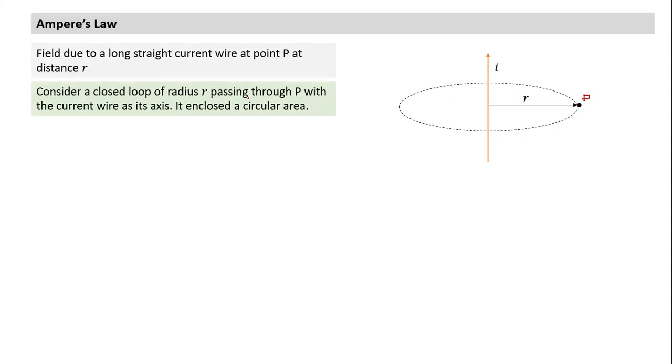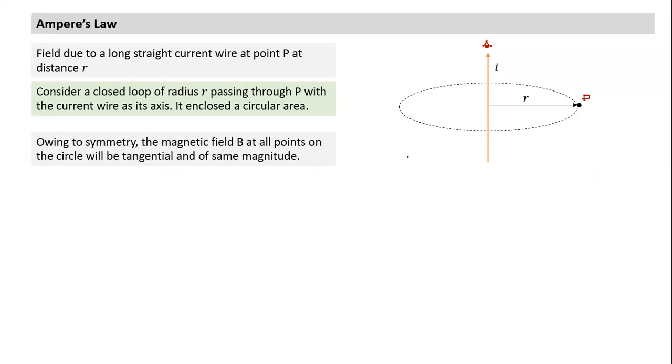What is the loop we have taken? It passes through point P with the current wire as its axis. What is the area it encloses? It encloses a circular area. So if I look from the top, how would this figure look? If I place myself here, how would the current element look? Owing to symmetry, the current element will look like a point.